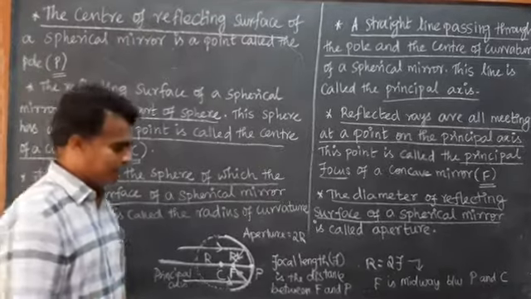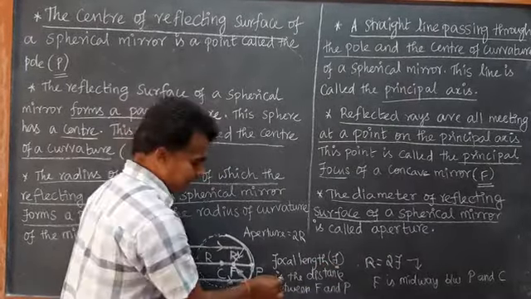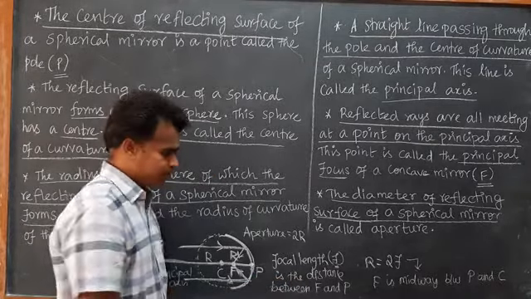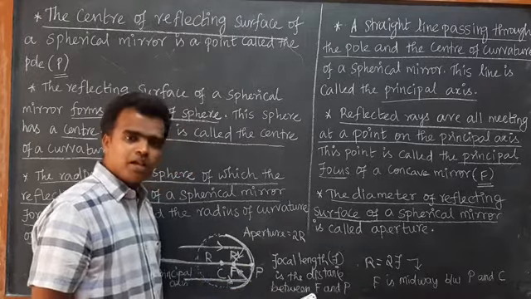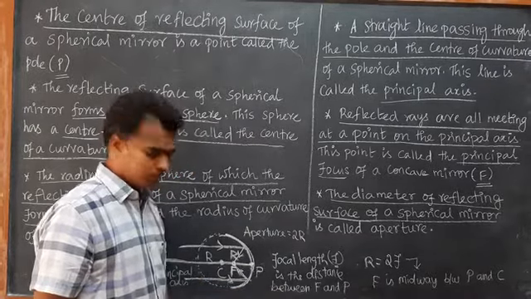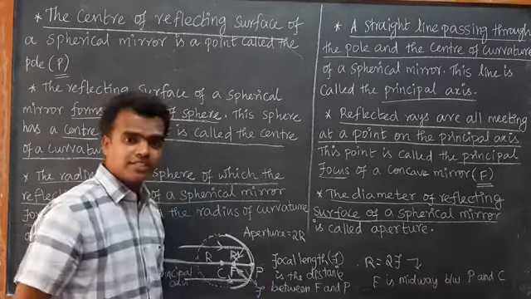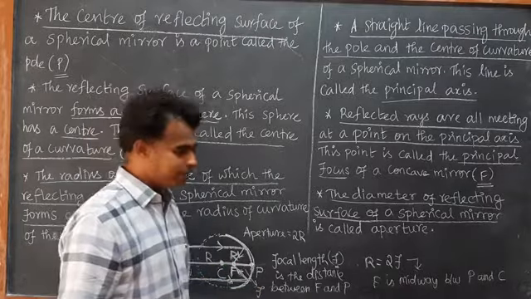And what is focal length? Focal length is denoted as small f. It's the distance between the principal focus and the pole. The focal length, small f, is the distance between the principal focus and the pole. Therefore, this is called the focal length of that mirror.